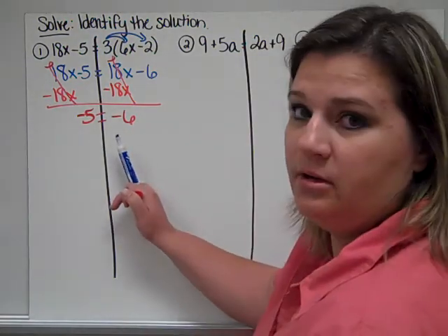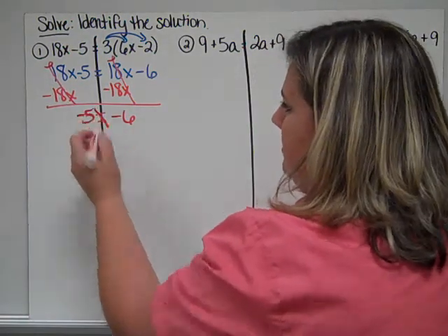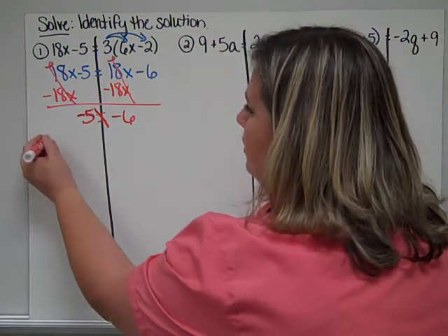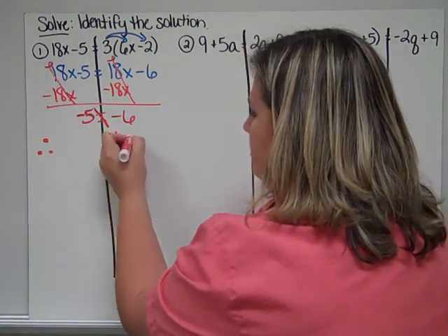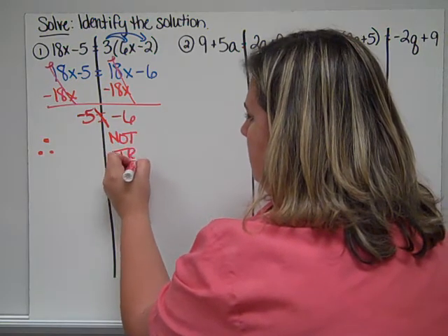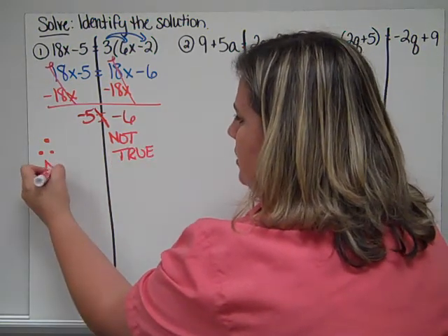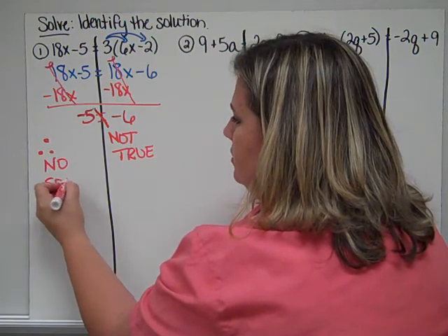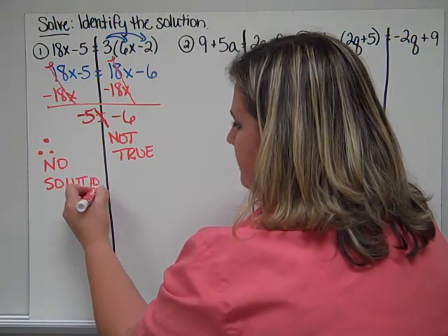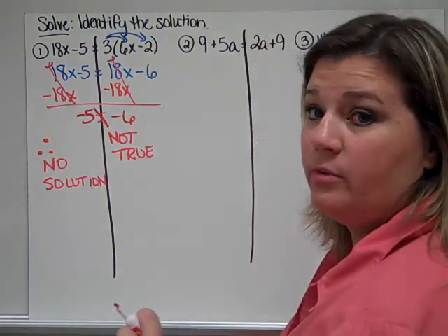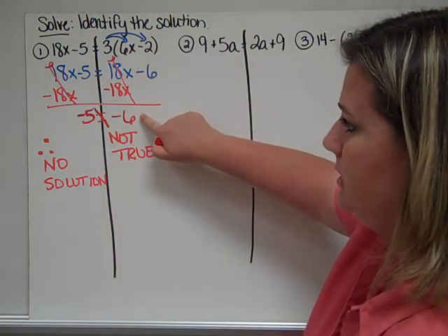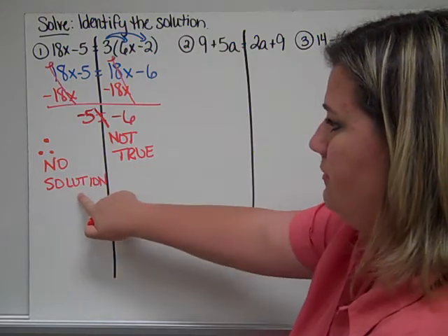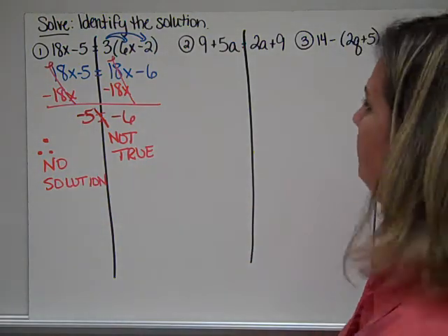Is that a true statement? No. This does not make a true statement. Therefore, this is not true. Therefore there's no solution. That goes back to that type number 1 that we talked about. So that is what that would look like, where you have a false statement. That is something that's not true, therefore there's no solution to that equation.